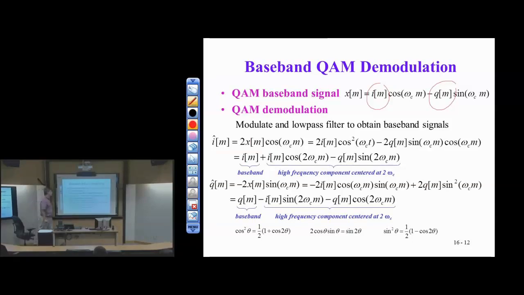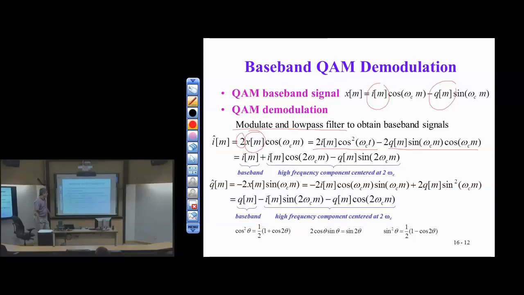For QAM demodulation, we're going to simply take this baseband signal X of M and multiply it by a cosine, and then low-pass filter to get the in-phase component, and we're going to take X of M multiplied by a sine, low-pass filter to get the quadrature component. So just the math on this: I'm going to demodulate, but to demodulate, I'm going to modulate and low-pass filter. I have to do this gain by 2 to offset the effect of the cosine. So I have 2 X of M cosine of omega C times M, and I can substitute in X of M and multiply through, and I end up with I of M times the cosine squared, and Q is times a sine of theta, cosine of theta.